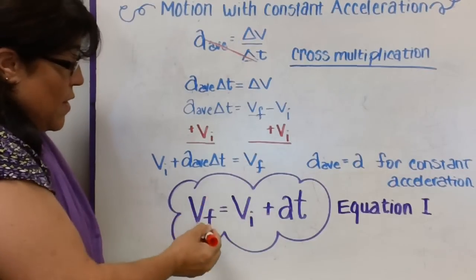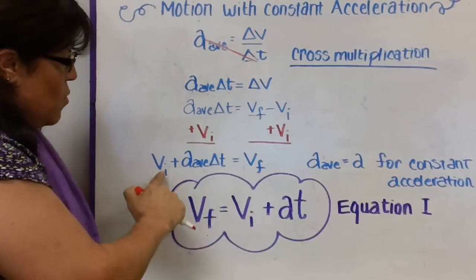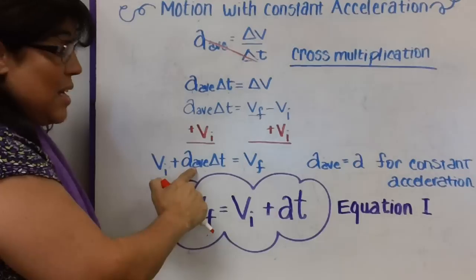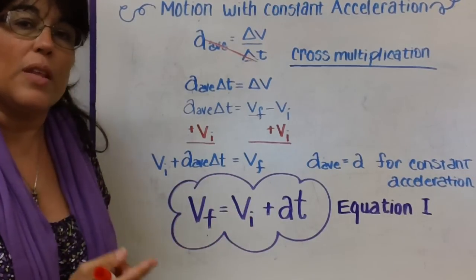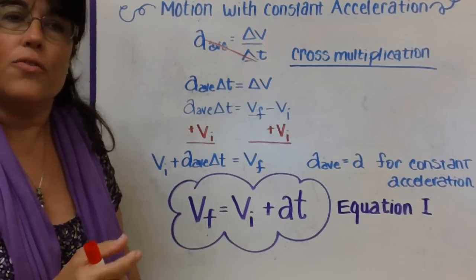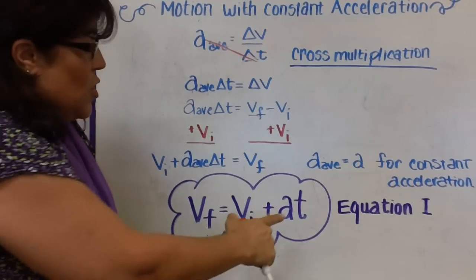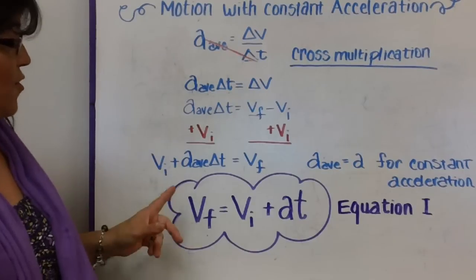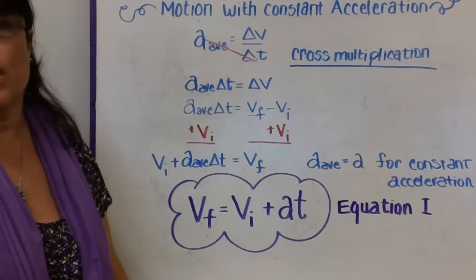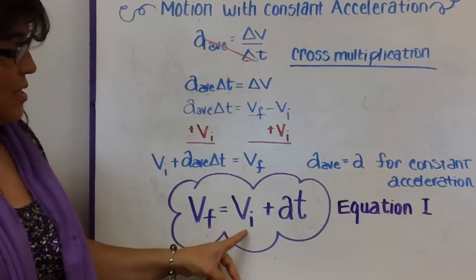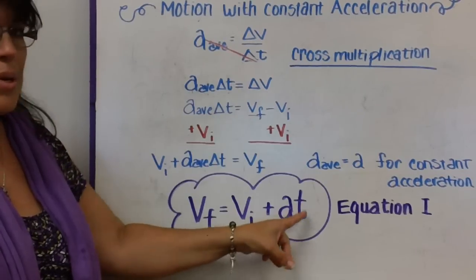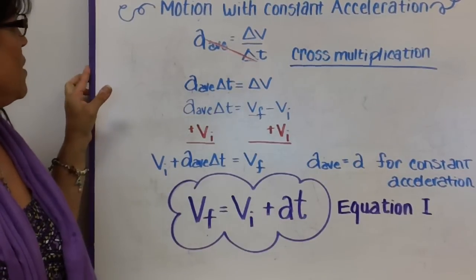So I'm going to rewrite this equation right here. I'm going to start with the v final over here. It's going to equal v initial plus, instead of a average, we're just going to say a. Instead of delta t, we're just going to say t. This is our first equation of motion with constant acceleration. We know that the final velocity is equal to the initial velocity plus the acceleration times the time.